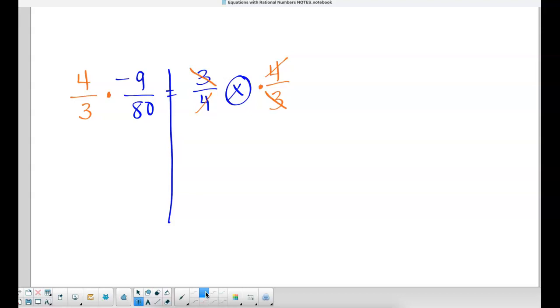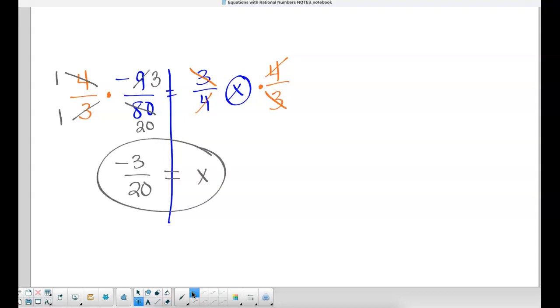Can you simplify anything? Absolutely. We can simplify in both directions here. I can simplify the 4 and the 80. What's 80 divided by 4? 20. 4 divided by 4 is 1. Can you simplify the 3 and the 9? Yep. 3 divided by 3 is 1. 9 divided by 3 is 3. Multiply straight across. What do you get? Monica. Negative 3/20 equals, on the other side we have x. There's your answer.